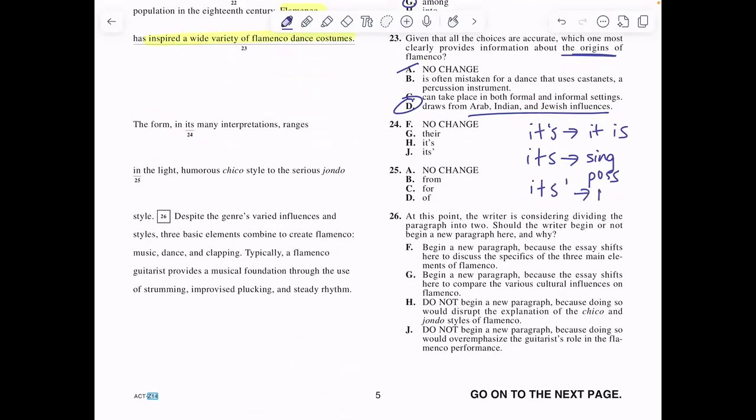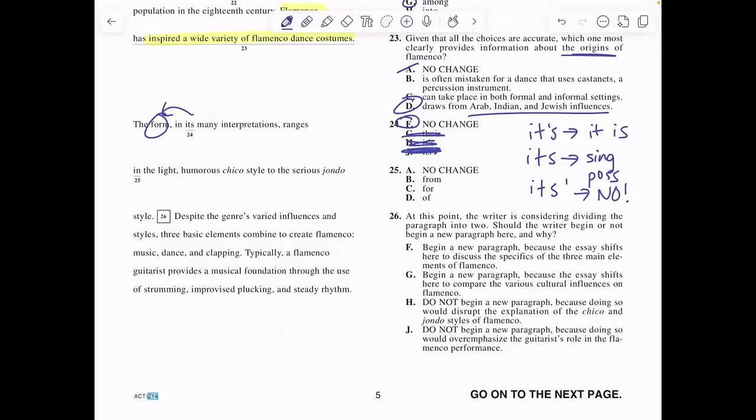And this does not exist in the English language. Please do not pick that one. So right away, it's not J, never ever. The form in it is many interpretations. No, it's F because the form is singular, so you know it's not going to be there either. So speak those out. It is, it is. Is it, it is. If not, pick the other one.